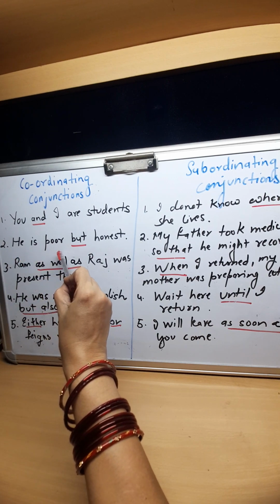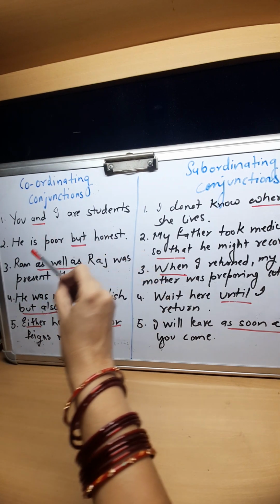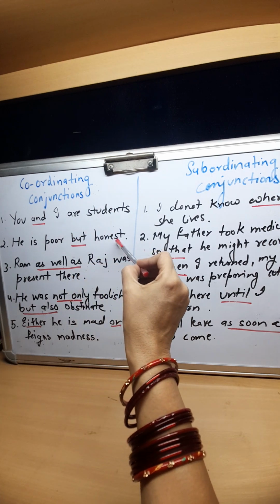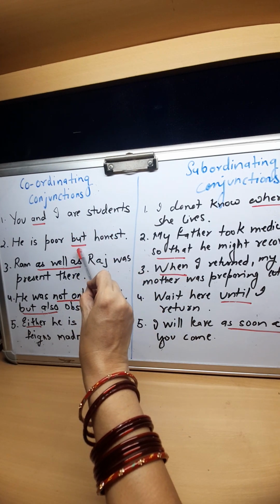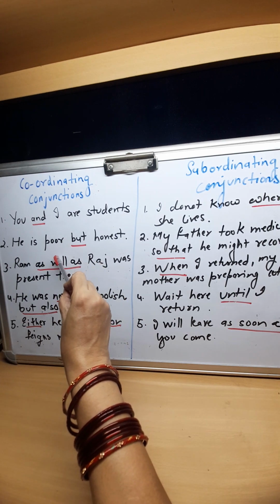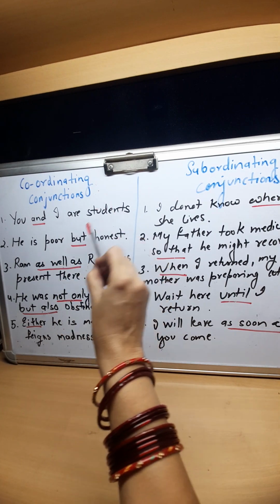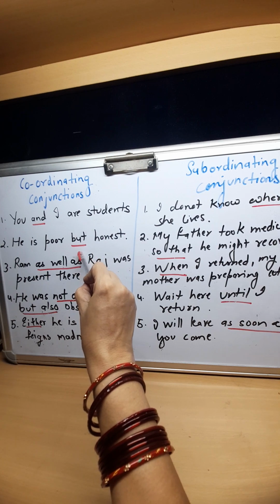Now read the second example. He is poor but honest. Poor is different, honest is different. Two different things, independent. We have joined them with but. He is poor, he is honest, and we have joined them by but.